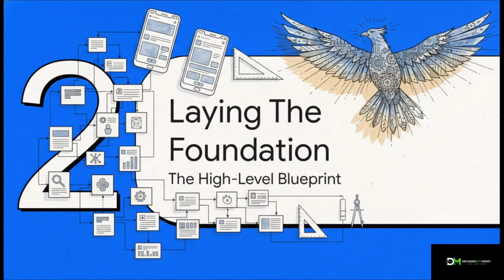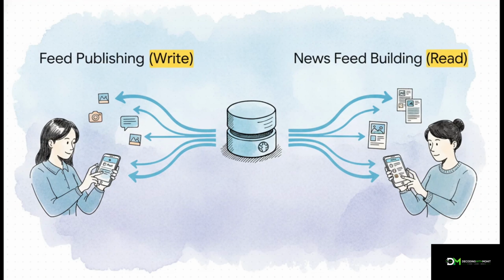Okay, with those requirements locked in, it's time to zoom out. Let's sketch out that 30,000-foot view. We need a high-level blueprint that shows the main pieces of the puzzle and how they're all going to talk to each other. We have to do this before we get lost down in the weeds. At its core, you can really split this whole system into two fundamental parts. First, you've got the write path. We call it feed publishing. That's everything that happens when you create a post. And then you've got the read path, or newsfeed building. And that's what happens when you open the app to start scrolling. We've got to make both of them super efficient, but believe me, they present completely different challenges.